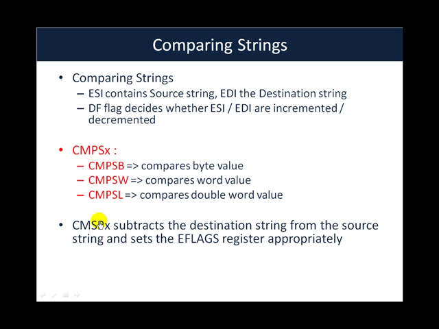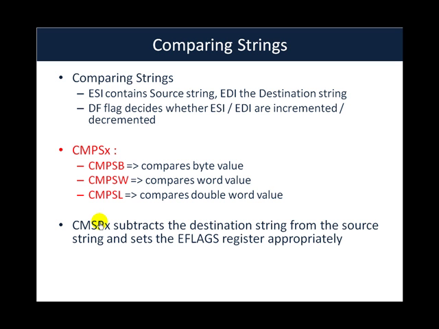There's a typo here. This should be CMPS. What it actually does is subtract the destination string from the source string. And whenever there is a subtraction, as we will see in a later video, the flags will be appropriately set, right? We'll see that in later videos.